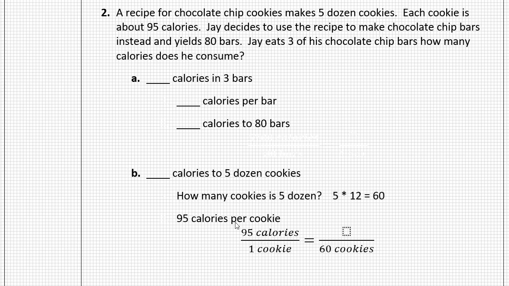Using this unit rate right here, we can say we know that there's 95 calories per 1 cookie, and 5 dozen cookies, well, dozen is 12, so 5 times 12 is 60. So now we're just trying to figure out, using this rate and this ratio, how many calories in 60 cookies. Can you do some math to find that answer and help us fill in this first blank?